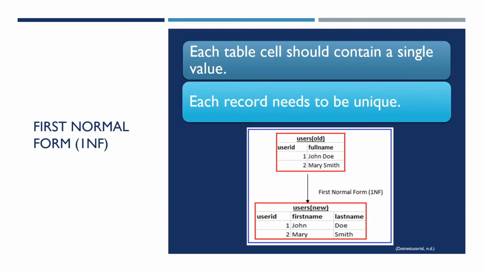A relational database is in first normal form if every attribute in that database is a single valued attribute, meaning that each table cell should contain a single value. Each record needs to be unique. As you can see in the example, the column labeled full name has 2 values, first and last name. The table should be split so each cell contains 1 value.